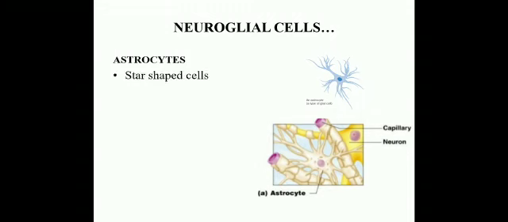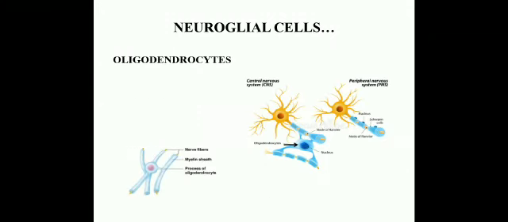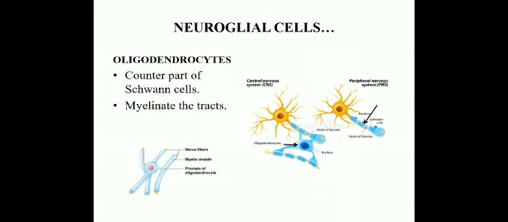The astrocytes are star-shaped cells and they supply the nutrition of the nervous tissue. It forms the blood-brain barrier. There are two types of astrocytes, one is protoplasmic and another one is the fibrous variety. The oligodendrocytes, this is the counterpart of the Schwann cells and it myelinates the tracts.